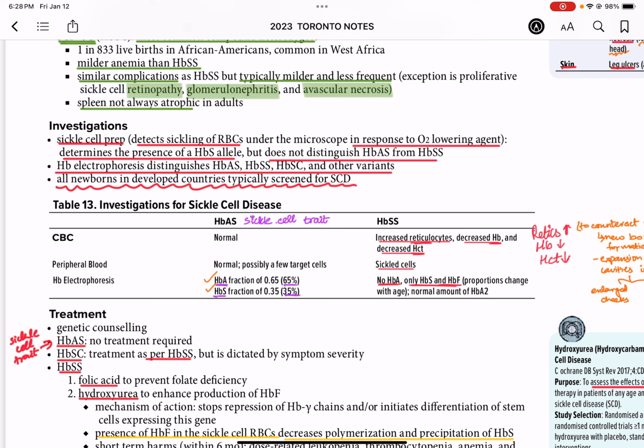And if it is homozygous hemoglobin SS or heterozygous hemoglobin AS, for that we are going to go for hemoglobin electrophoresis. And in that we distinguish hemoglobin AS, hemoglobin SS, hemoglobin SC, and other variants. And in developed countries, we typically screen for sickle cell disease in all newborns.